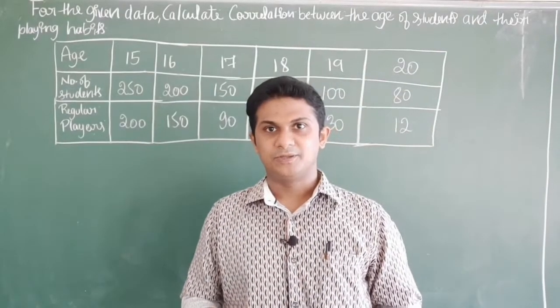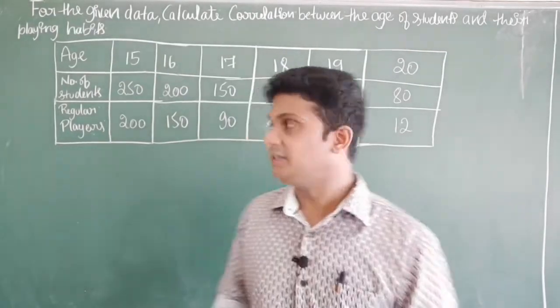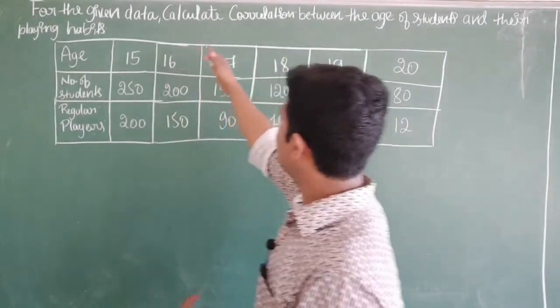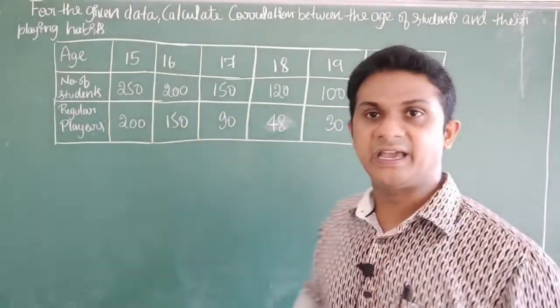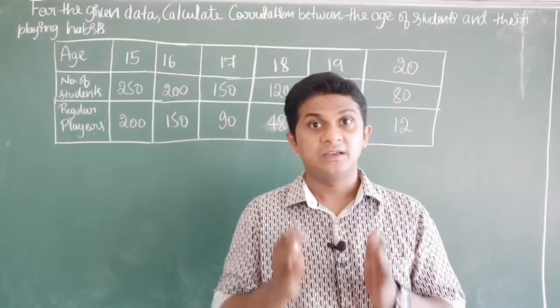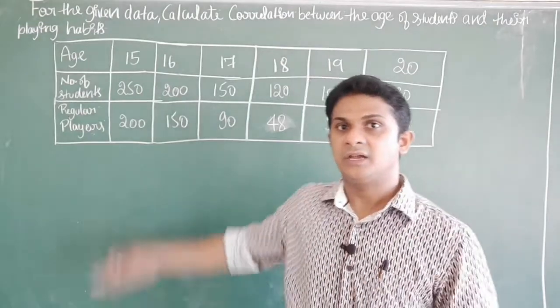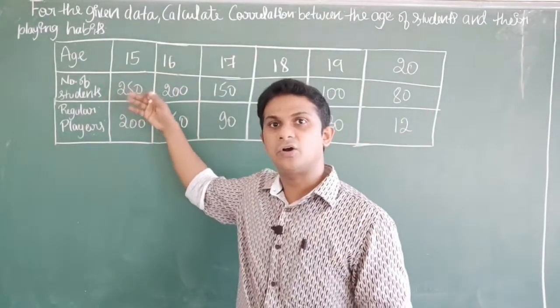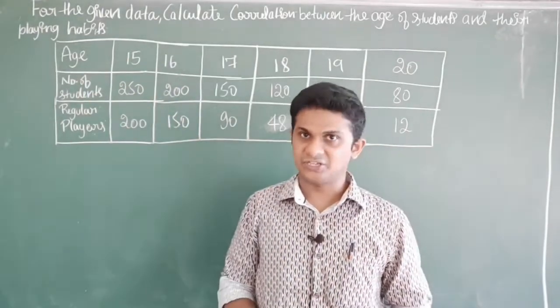Our tricky problem is on the green board. So let's see what they have given in the question. They have given, for the given data, calculate correlation between the age of students and their playing habits. So we need to calculate the correlation between the age of the students and their playing habits. To calculate that, they have given this set of data. So using this, we will be calculating correlation coefficient.